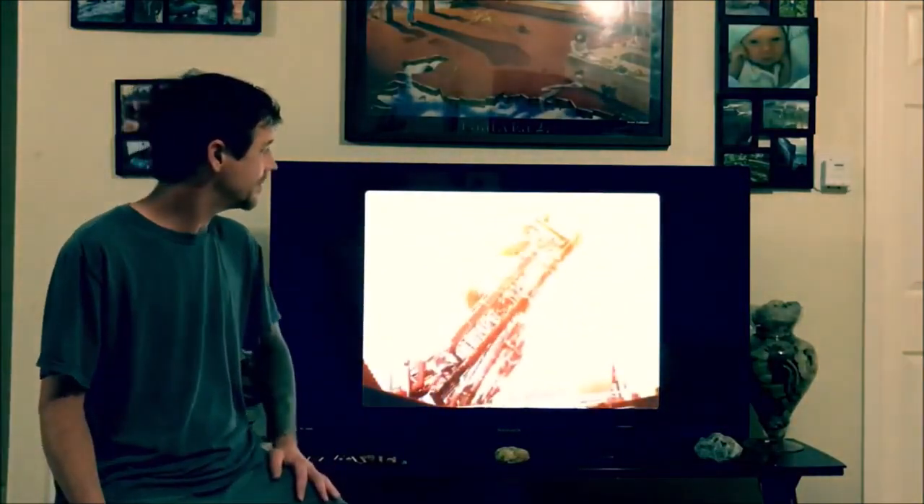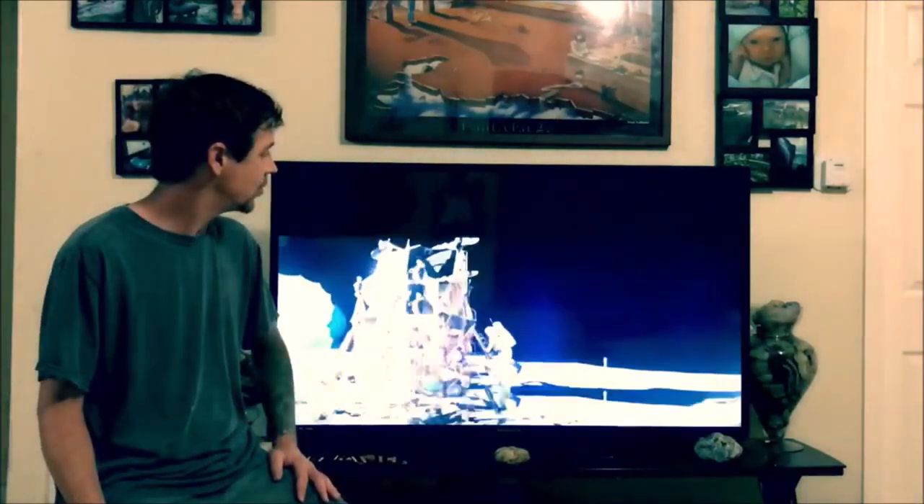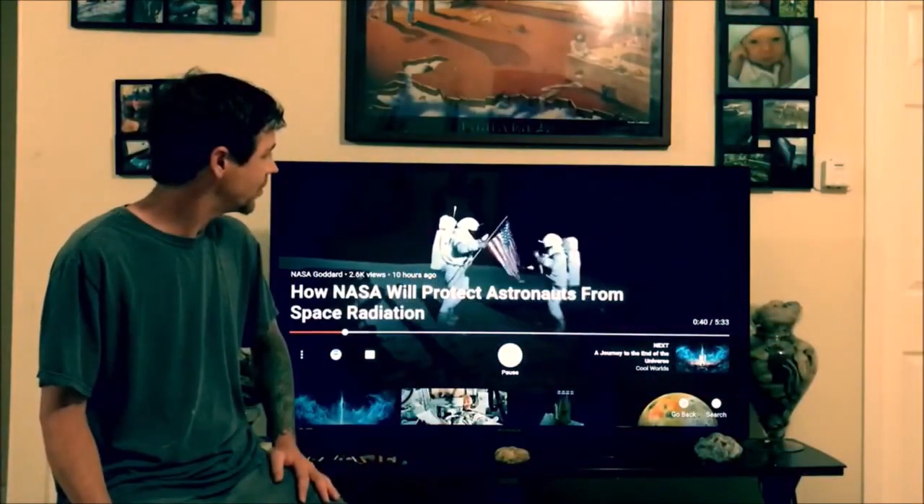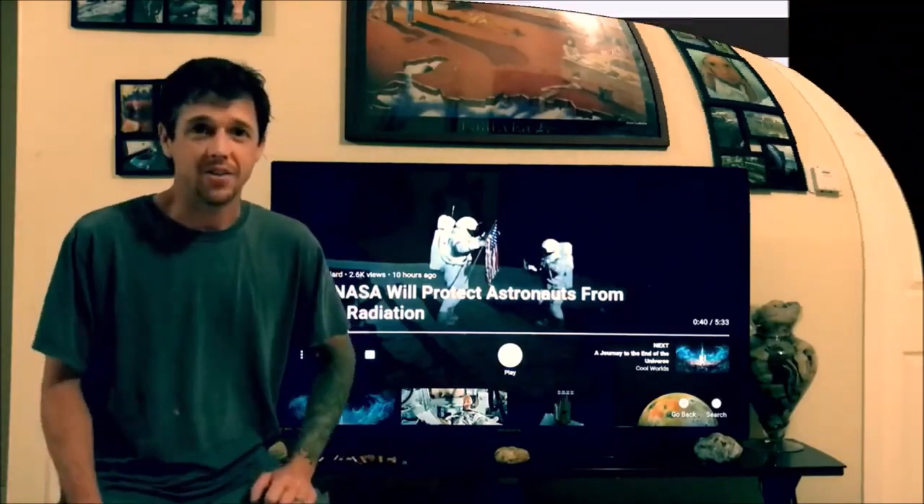So what if you were outside Earth's magnetic field? On the moon and beyond, astronauts face the risk of extreme radiation exposure. GSI has covered this.